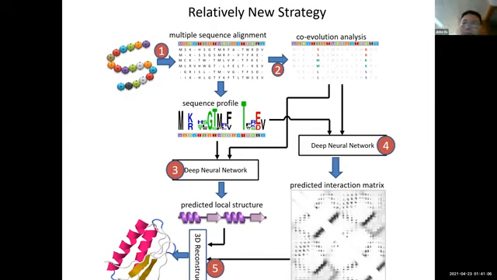So for the multiple sequence alignment, is this based on the whole protein, or are people also trying to align smaller parts of the protein at the level of domains?